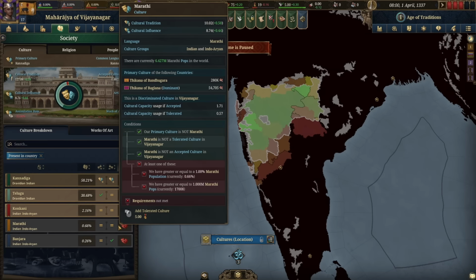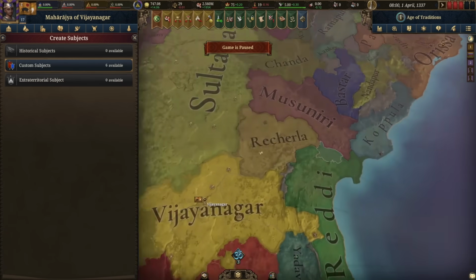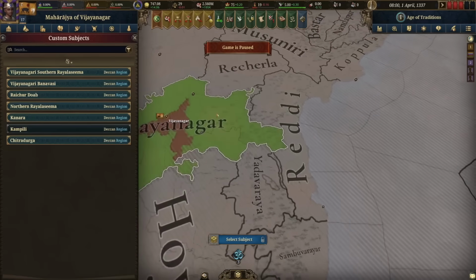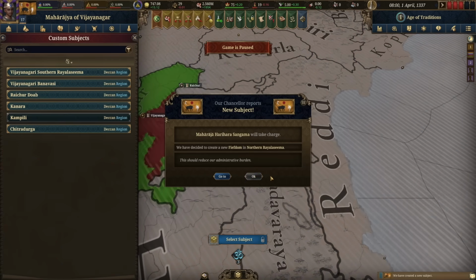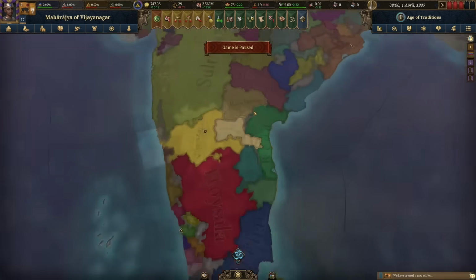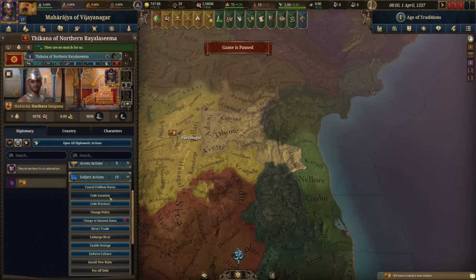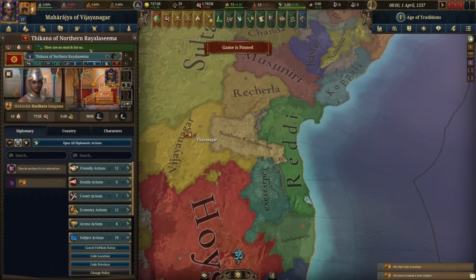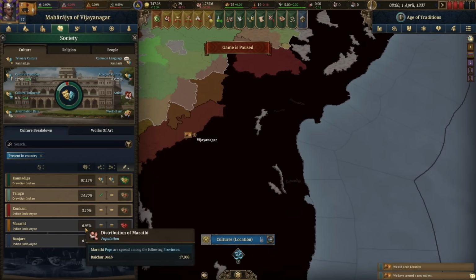So to do that, we're going to have to do a little bit of a setup before we actually begin. More specifically, we're going to have to go to our diplomacy, and it's up to you how you want to do this, I'm going to create a custom subject over in this state over here as a fiefdom, as this hopefully keeps them nice and loyal. And then, after I've created them as a fiefdom, I'm going to go over to them, and I'm going to seed them some locations. Now, if we take a look at our population, we can see as we're seeding those locations, the percentage of Marathi pops is increasing.